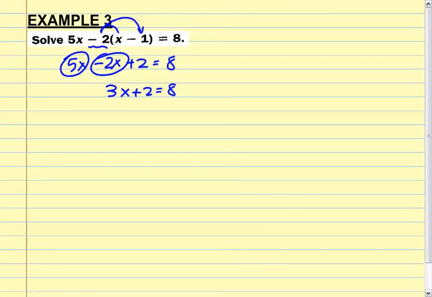Tell me what to do, Connor. Okay. Well, you need to get the variable by itself. Yep. First, you need to subtract 2 from 2 and also from the other side. So on the left side, you have 3x. Right side? You have 6. Excellent.